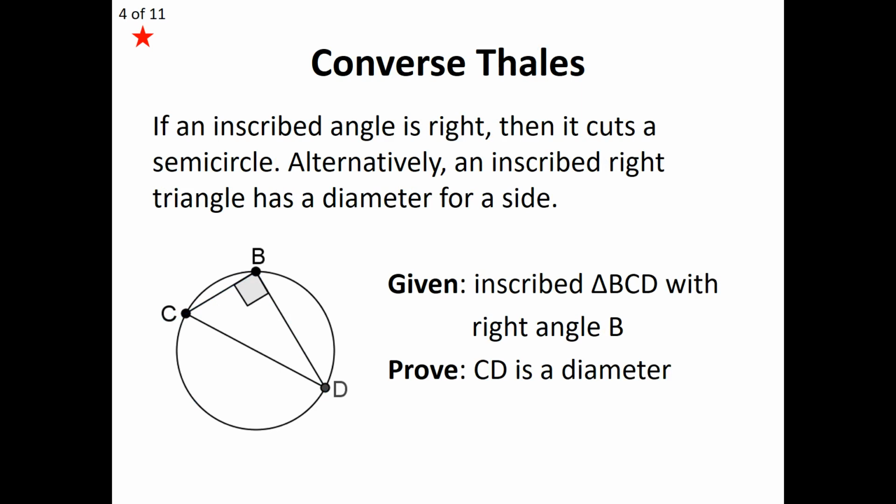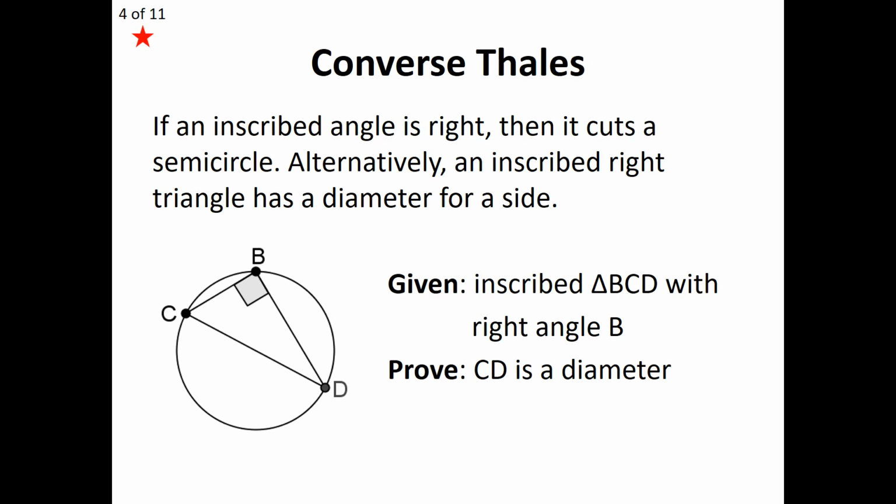This one says that if an inscribed triangle is right, then its hypotenuse is a diameter. Essentially, it's saying that if we're given the inscribed angle is right, then we know that it must cut out a semicircle. That's the hypotenuse of that triangle must be a diameter of the circle. And so, really, what we'll say is that an inscribed right angle cuts a semicircle.